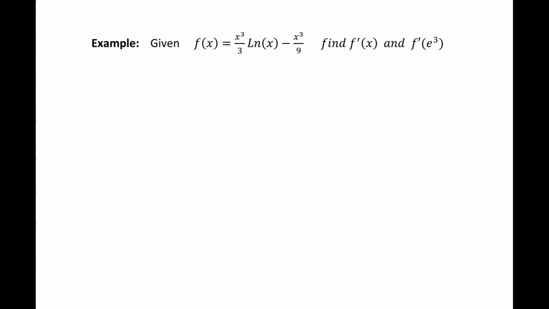So we have this x cubed over 3 being multiplied by our natural log of x. So right there, that is going to be where we're going to need to do a product rule. So we'll apply our product rule here. Minus, and then we have this part, which is just going to be a straightforward one.